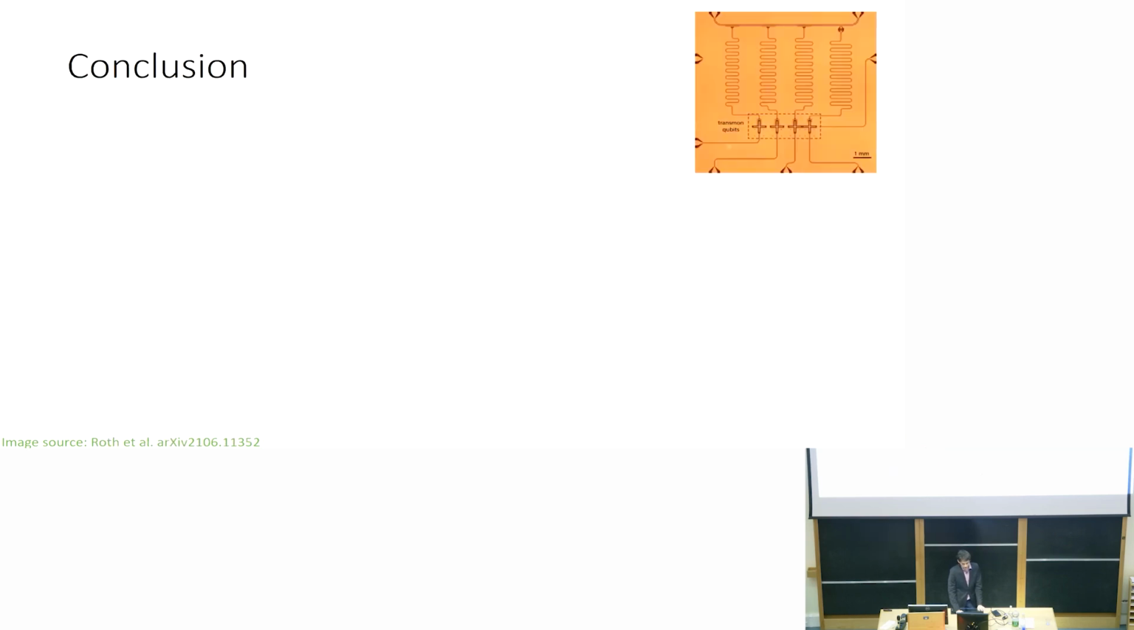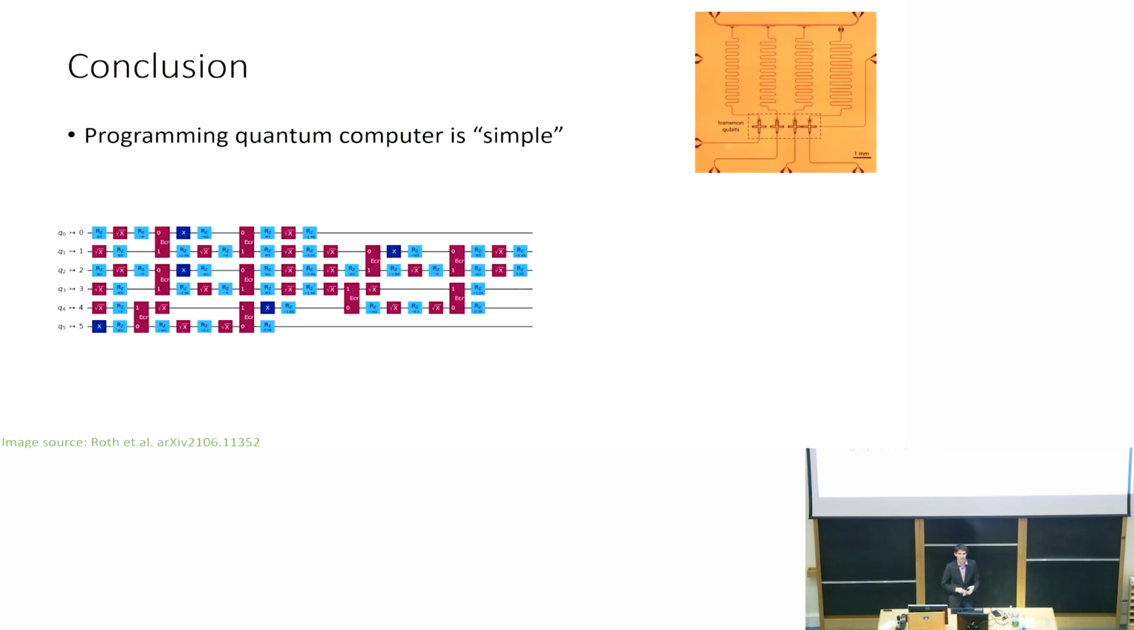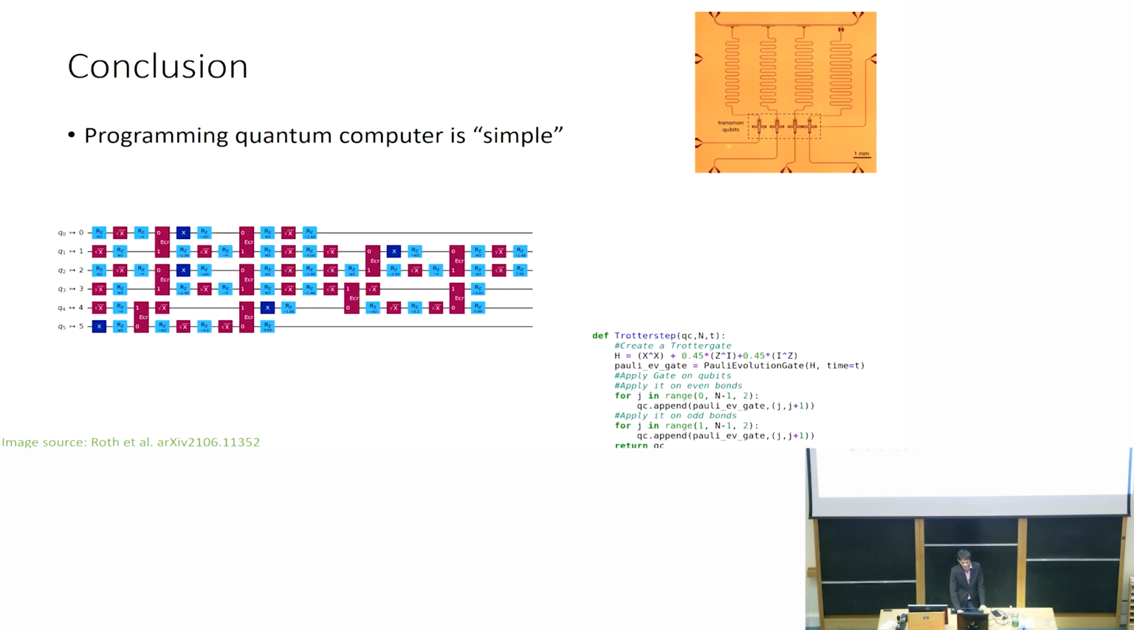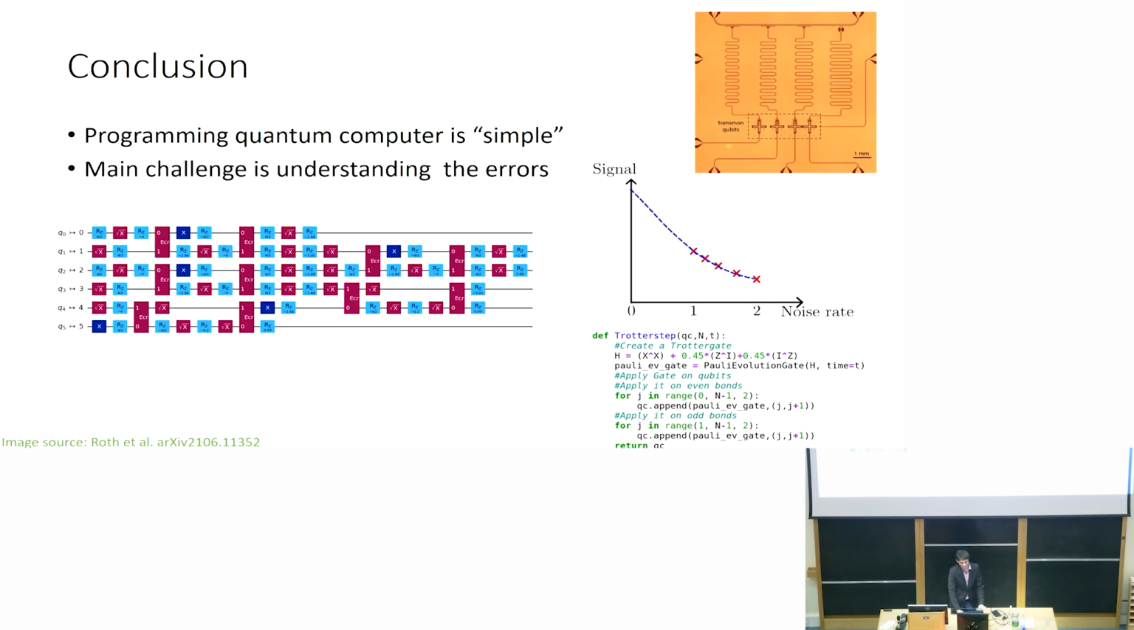To sum up, what I wanted to highlight is that programming a quantum computer is quite simple, so everybody can do it. This is the code for a Trotter step, which is only a few lines of code, and then you are often already at the forefront of research. The remaining main challenge is understanding the error, which is where most efforts are right now. Thank you for your attention, and do it yourself.